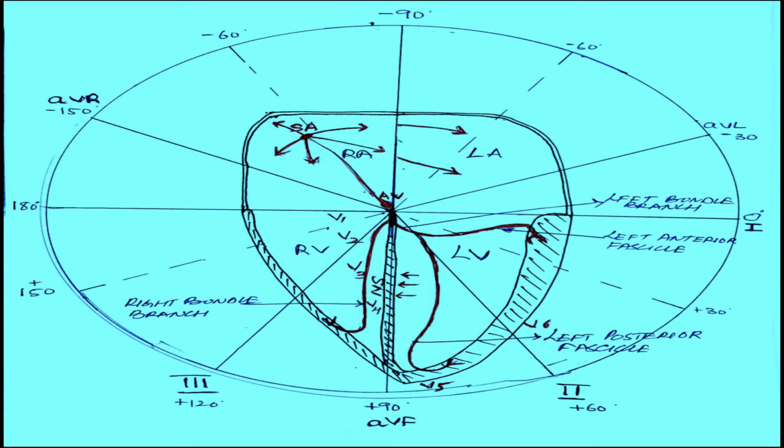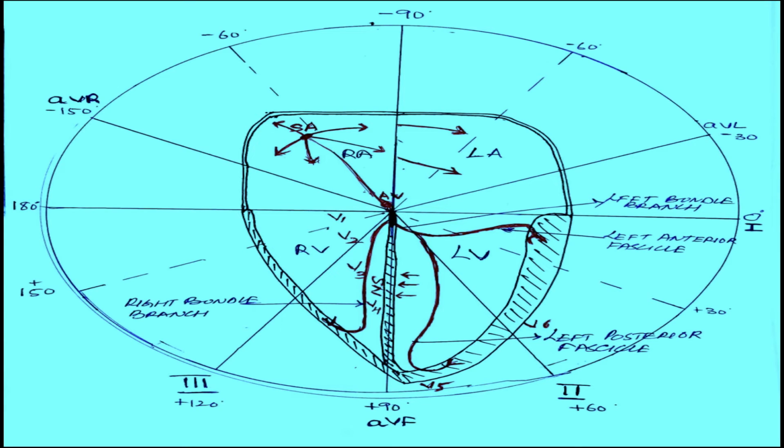So it is very easy to remember the findings of these two blocks, and always when you have to comment on LBBB, left bundle branch block, look only in leads V5, V6. When you want to comment on right bundle branch block, or you want to look for right bundle branch block, look only in leads V1 and V2.